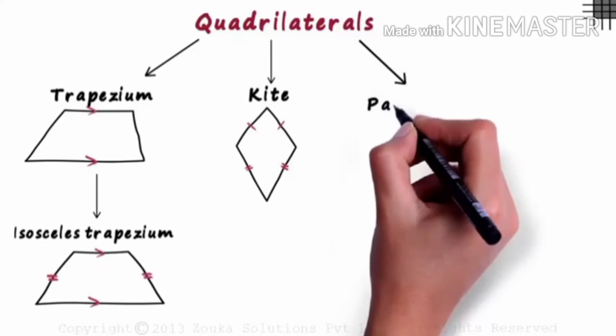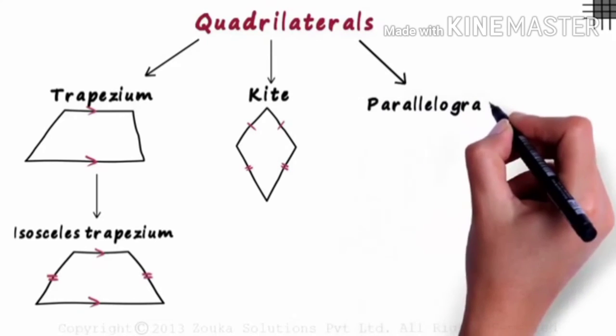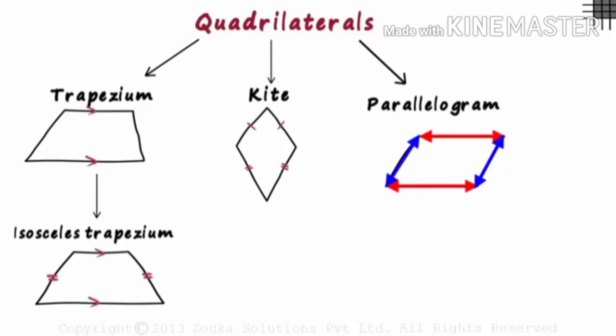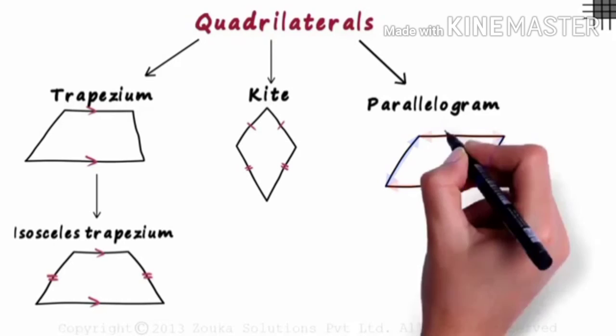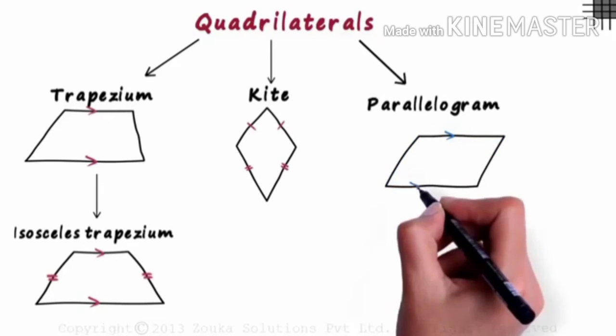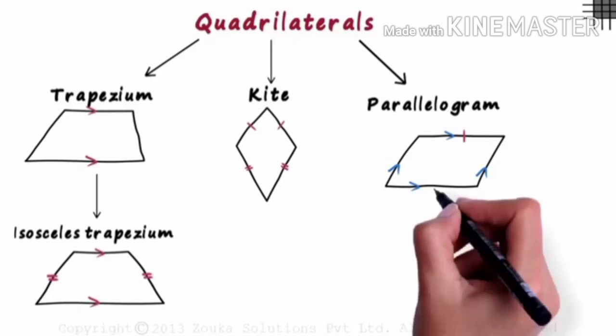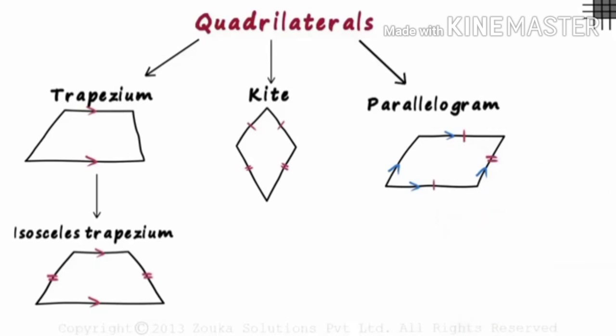Then we come to a parallelogram which has many special cases. A parallelogram has its opposite sides parallel. This side will be parallel to this side and this one will be parallel to this one. This side will be equal to this side, and this side will be equal to this side.